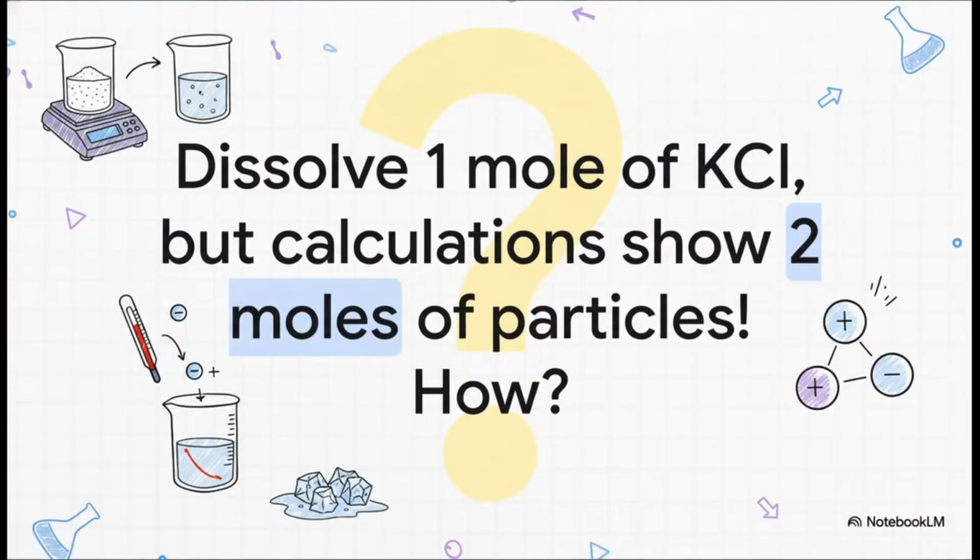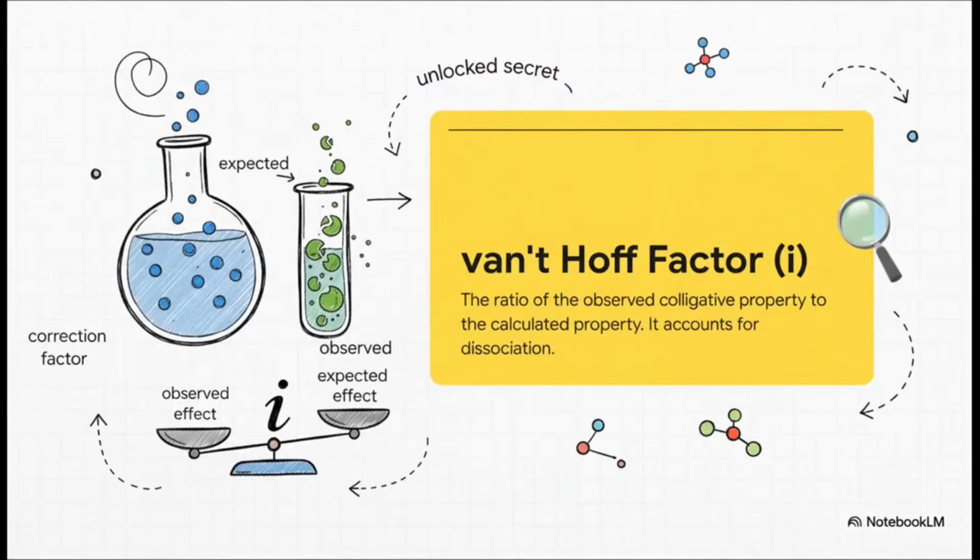You're in the lab. You carefully measure out exactly 1 mole of potassium chloride, KCl. You dissolve it, you measure its effect on the freezing point, and according to your data, the effect is double what you calculated it should be. It's behaving as if you put 2 moles of particles in there. How? It feels like the laws of chemistry just lied to you. What is going on? Oh, it's not lying to you, Adam. It's telling you a deeper secret.